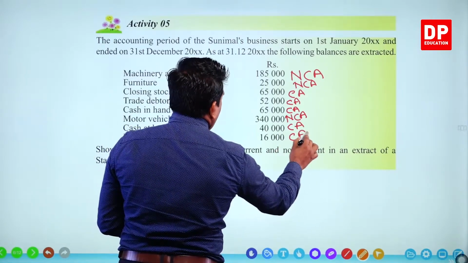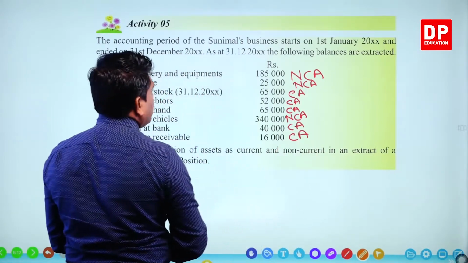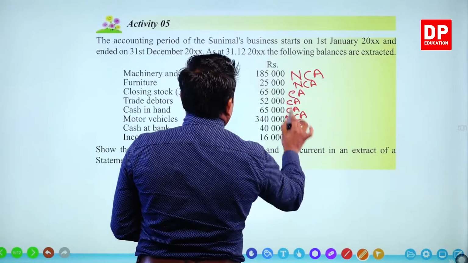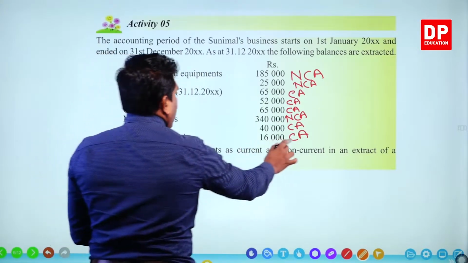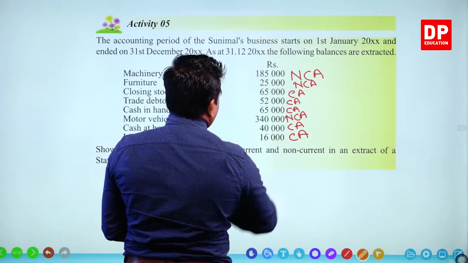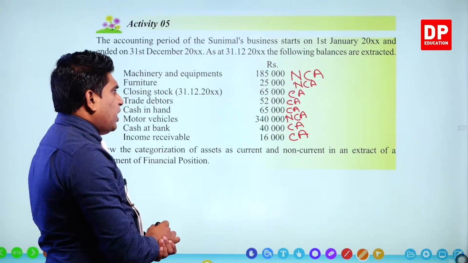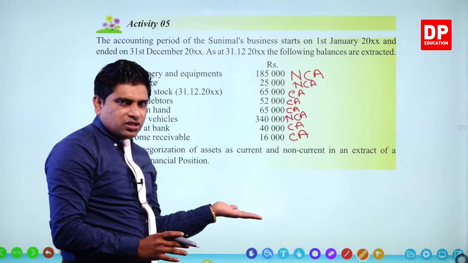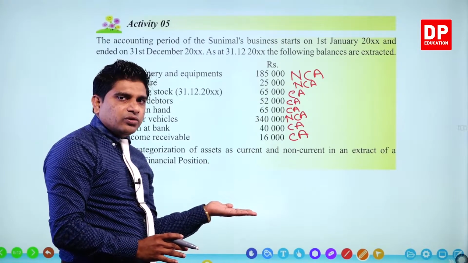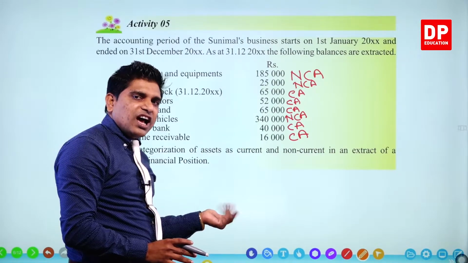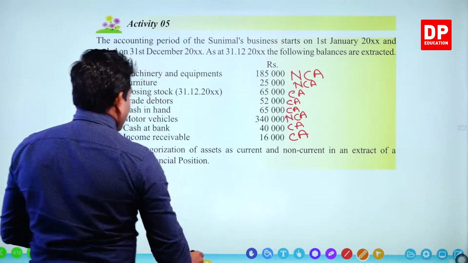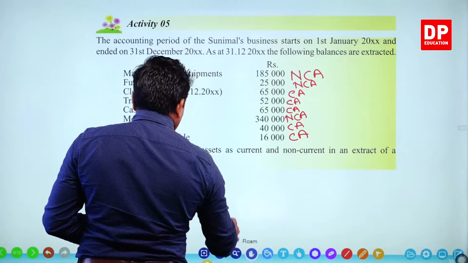Now you can count how many non-current assets? 1, 2 and 3. There are 3 non-current assets and 1, 2, 3, 4, 5 current assets. I'll do the answer under the question. It's easy for you. Why? When you see up, you can see the question. Down, you can see the answer. Right? Okay.